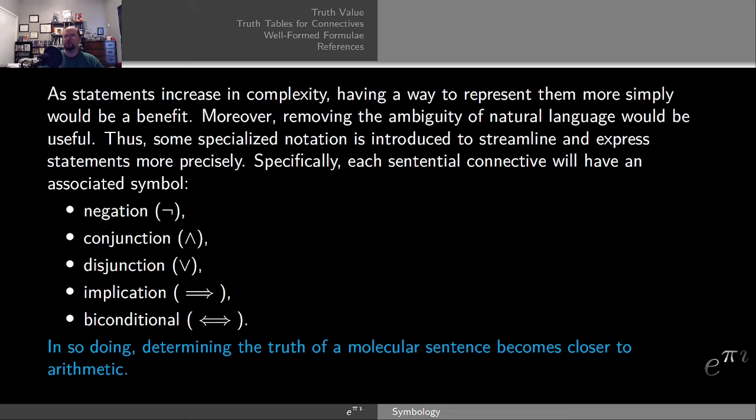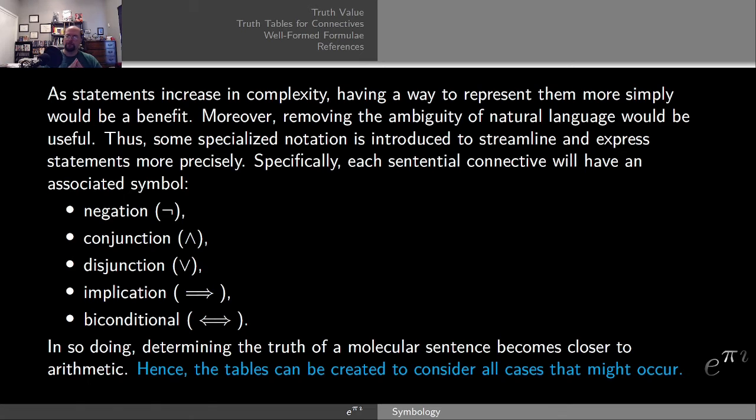In so doing, determining the truth of a molecular sentence actually becomes closer to doing arithmetic. It becomes more of a calculation rather than trying to get mixed up and confused in the words. Hence, one can actually build tables to consider all possible cases that might occur in a particular logical form, thus tying this much closer to being arithmetic and mathematics.